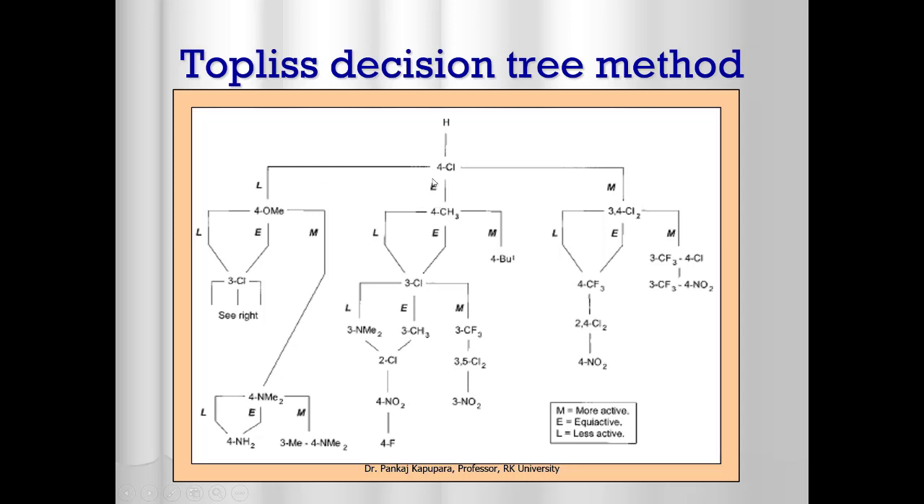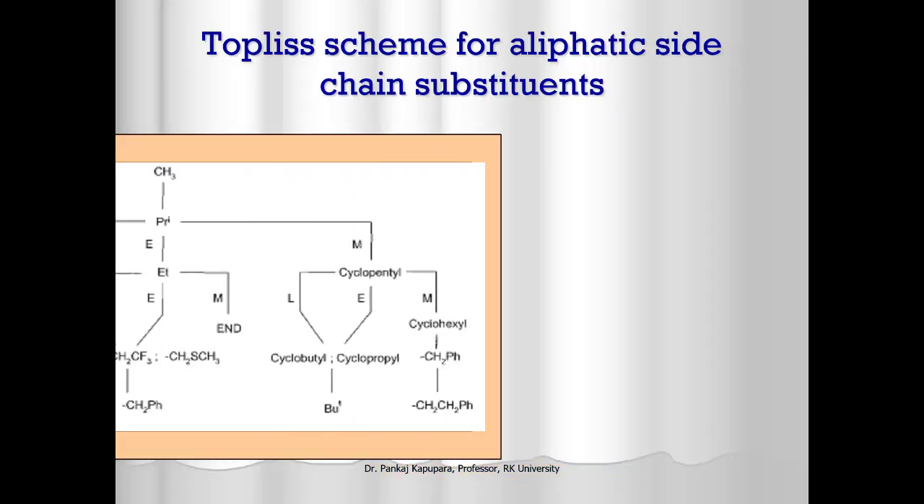Then further on, compare this 4-chloro and 4-O-methyl. Then you have to add 4-O-methyl, generate the molecules, and compare the activity of 4-O-methyl and 4-chloro. If it is less or equiactive, then move this way. If it is more active, then move this way. So based on this chart, after 4 or 5 molecules synthesized, you will reach the final molecule. But that does not work for all types of heterocycles and all types of pharmacological activity.